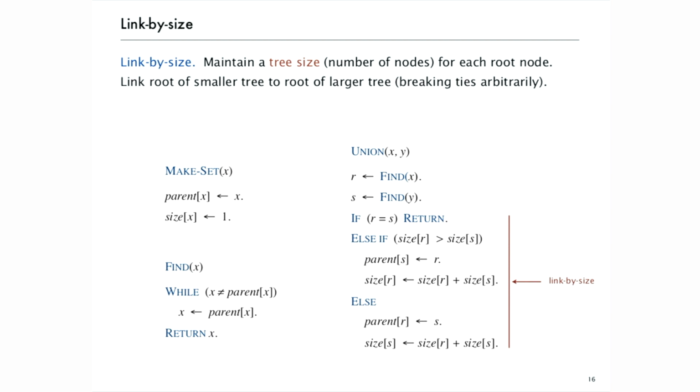So this is link by size. Now, what did we achieve by doing this? A simple change in implementation. Before, we never cared how we added, but now we say, look at the two trees. We only link a smaller tree to the bigger tree.